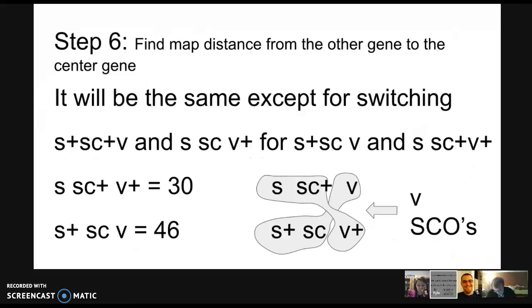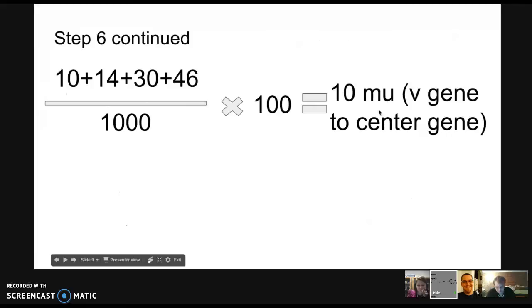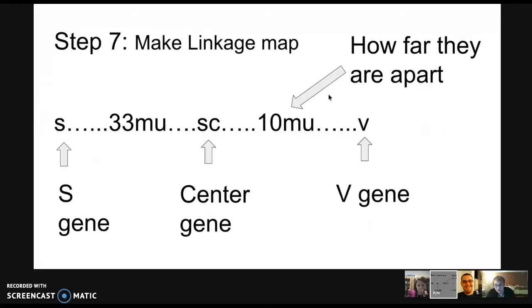And then for step 6, it's the same, except you do the crossovers from the other side of the chromosome, which would be the V side. And we then will find the MUs. It's 10 MUs from the V to the center gene. For step 7, we need to make a map. From S to C, it's going to be 33, and then from C to V, it's going to be 10. And that's pretty much how you make a linkage map.